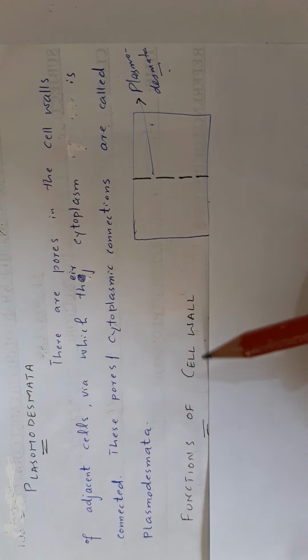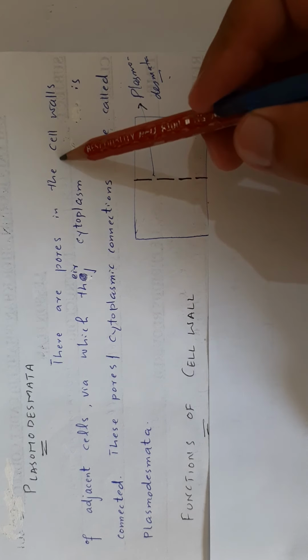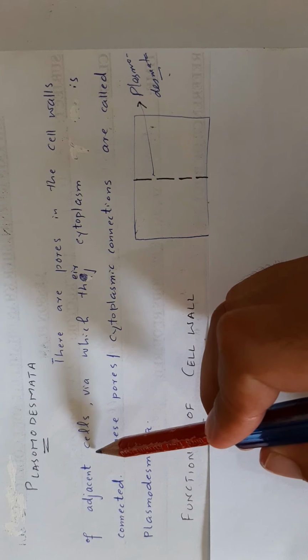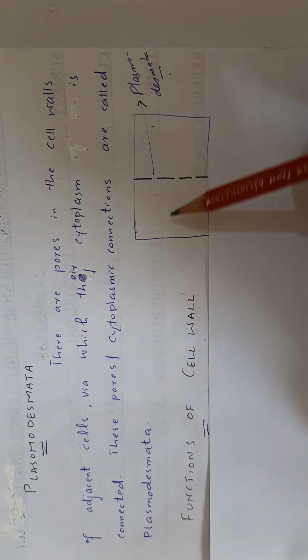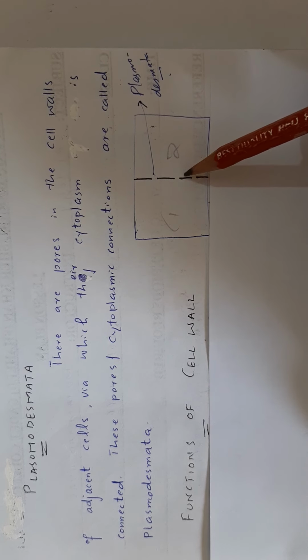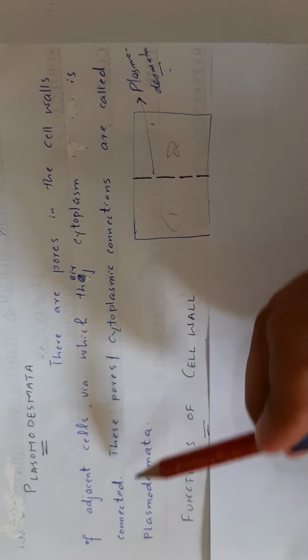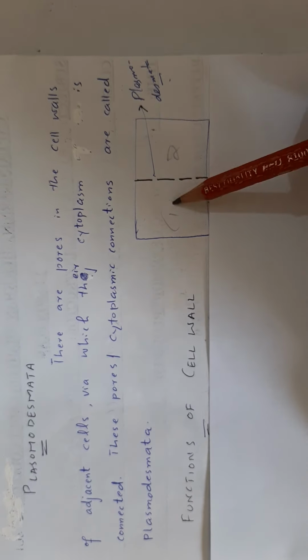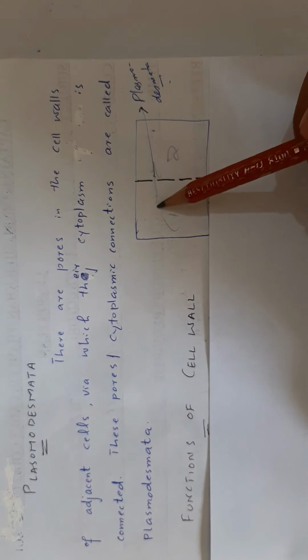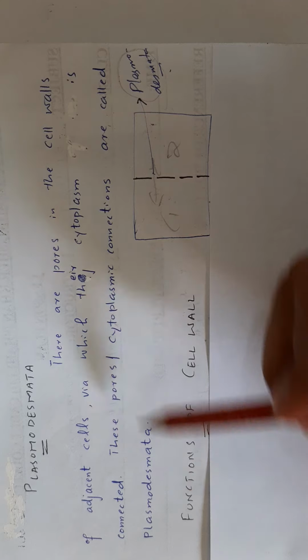Now plasmodesmata. What are plasmodesmata? There are pores in the cell walls of adjacent cells. This is one cell, this is another cell. There are pores in the cell walls of adjacent cells through which their cytoplasm is connected. These pores or cytoplasmic connections are called plasmodesmata.